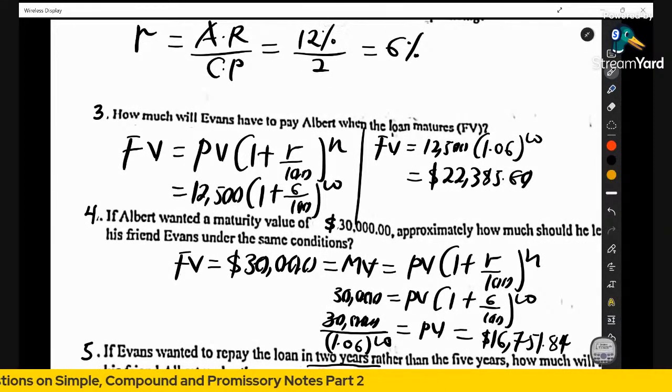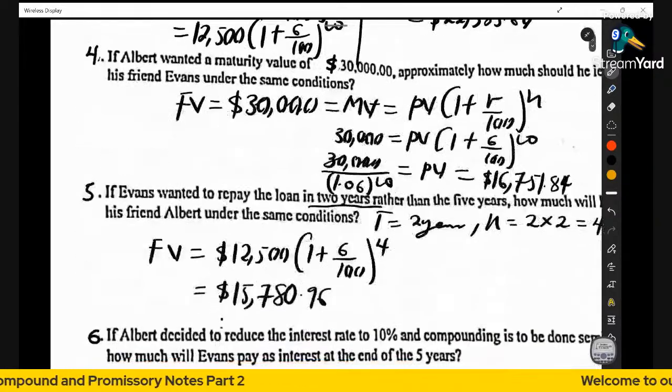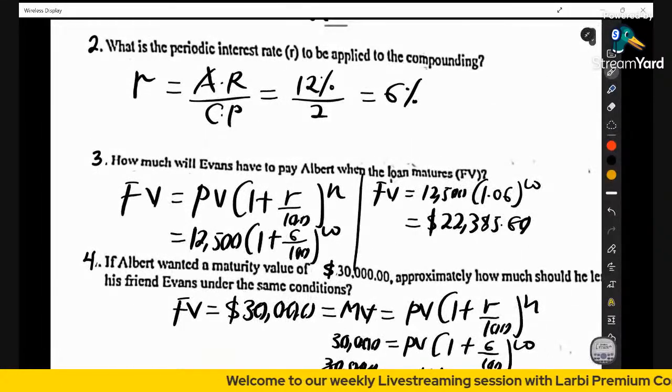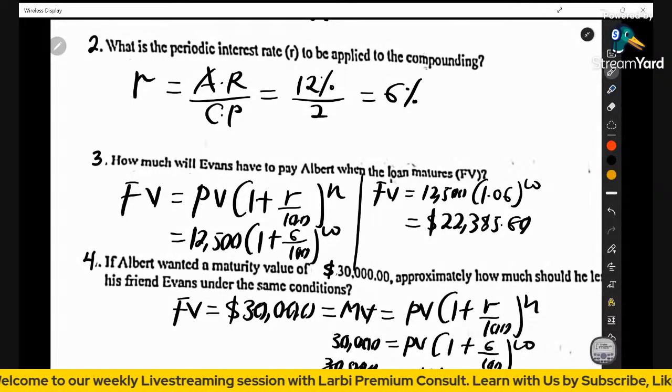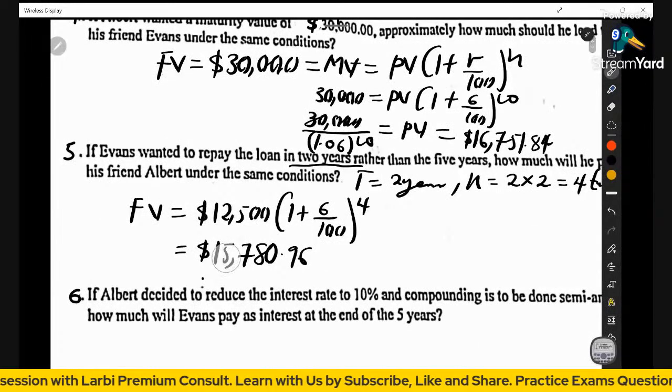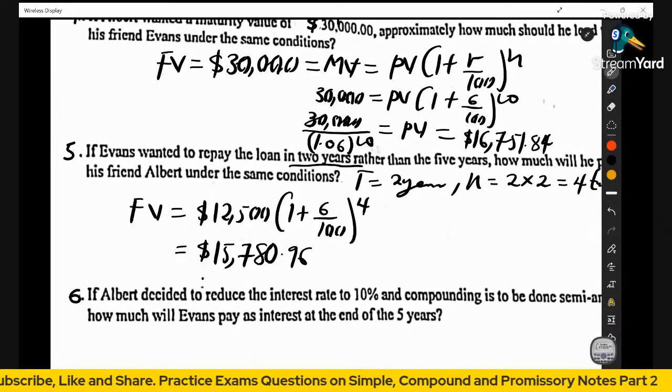22,385.60. So this should primarily tell you that the more you keep the money, the more you pay in interest, right? Because within 5 years, Evans will have paid 22,385.60. But here lies the case, within just 2 years, see what he's paying. So the more you keep somebody's money, the more you pay in interest, right? So let's take note of that.